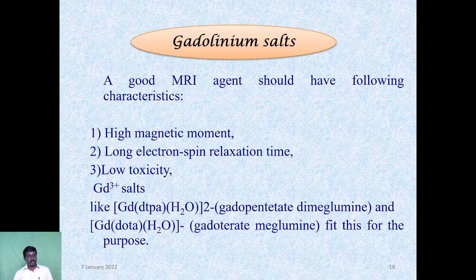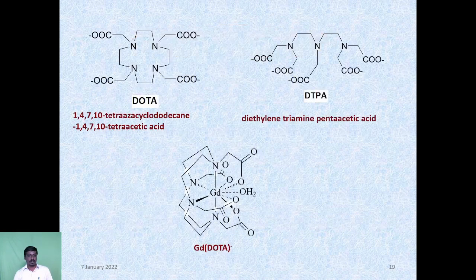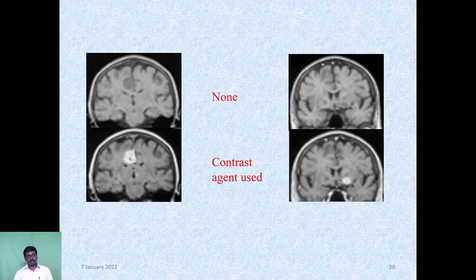Gadolinium 3 plus salts like Gd-DOTA and Gd-DTPA. DOTA is 1,4,7,10-tetraazacyclododecane-1,4,7,10-tetraacetic acid, and DTPA is diethylenetriaminepentaacetic acid, and Gd-DOTA is an anionic complex. These complexes are examples of MRI agents. Here the pictorial representation is shown without the MRI agent and with the MRI agent, and how we can easily identify the blockage in the human skull. From the first picture, we cannot identify the blockage without the contrast agents. From the second picture, we can easily identify the blockage and the position where it is blocked in a human skull by the use of contrast agents.